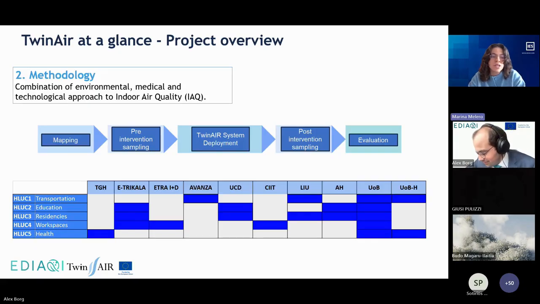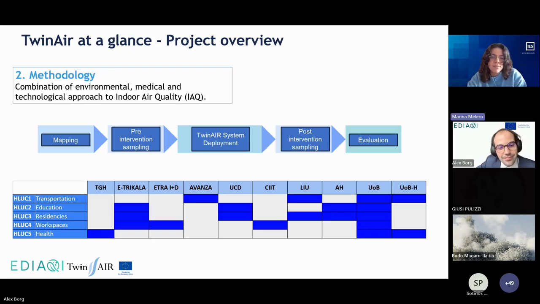So the methodology for this, we combined environmental, medical, and technological perspectives to indoor air quality. As you see here, we work across 5 high-level use cases. We focus on transport, education, workplaces, and health, because we think indoor air quality challenges and decisions look very different depending on the context and the type of users.